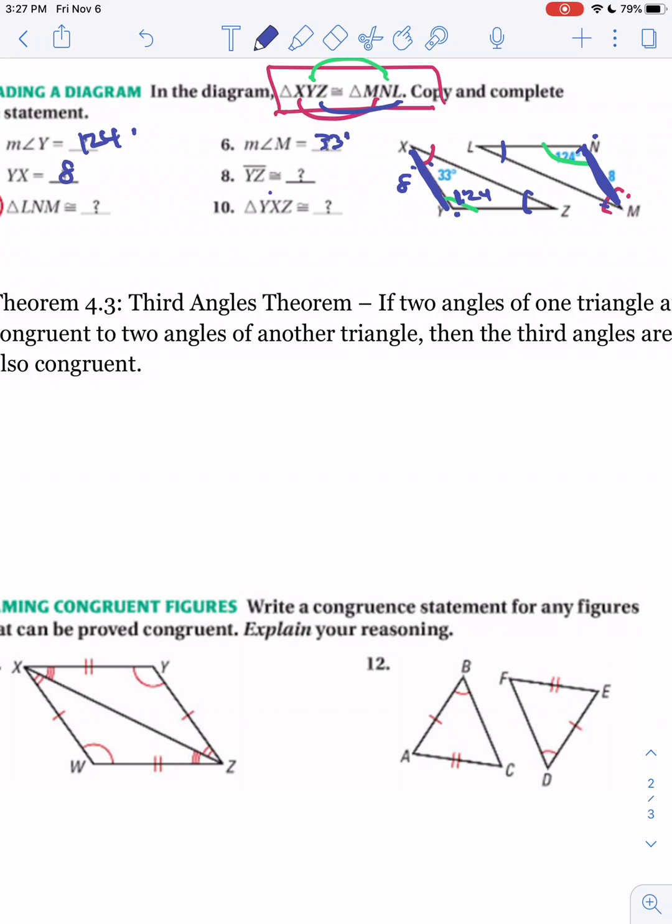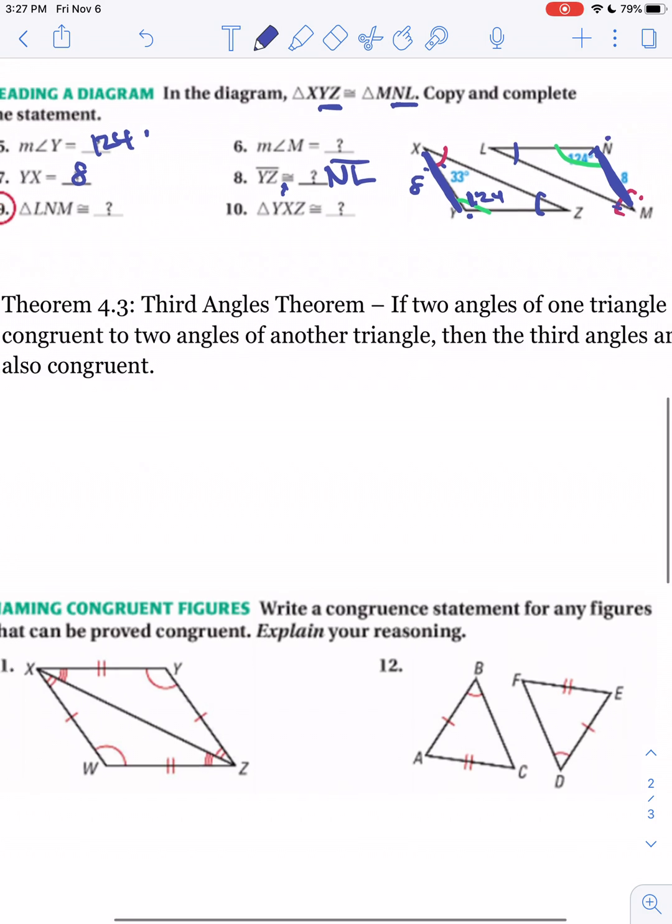Now we have a segment, we have a congruent symbol. So they're looking for a segment, not a number. So they're saying side YZ right there, and we know that's going to be congruent to segment NL based on our congruent segment statement.